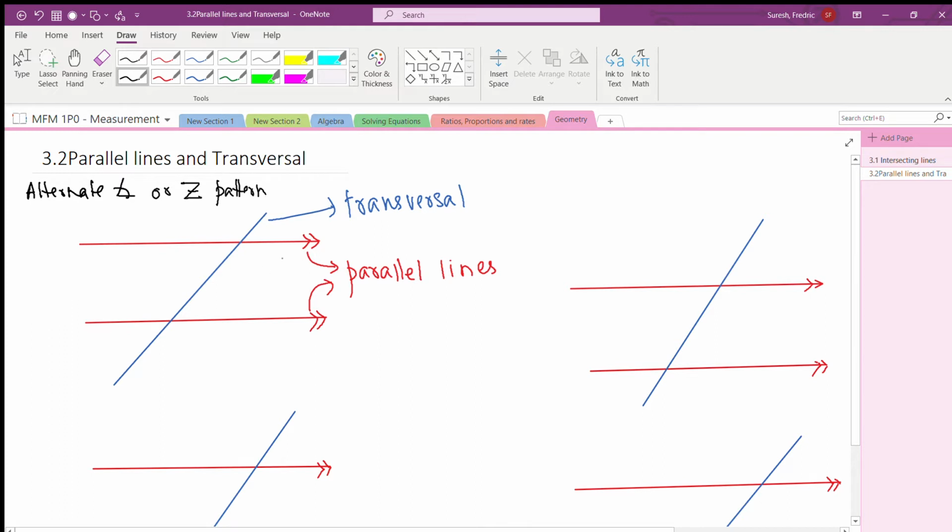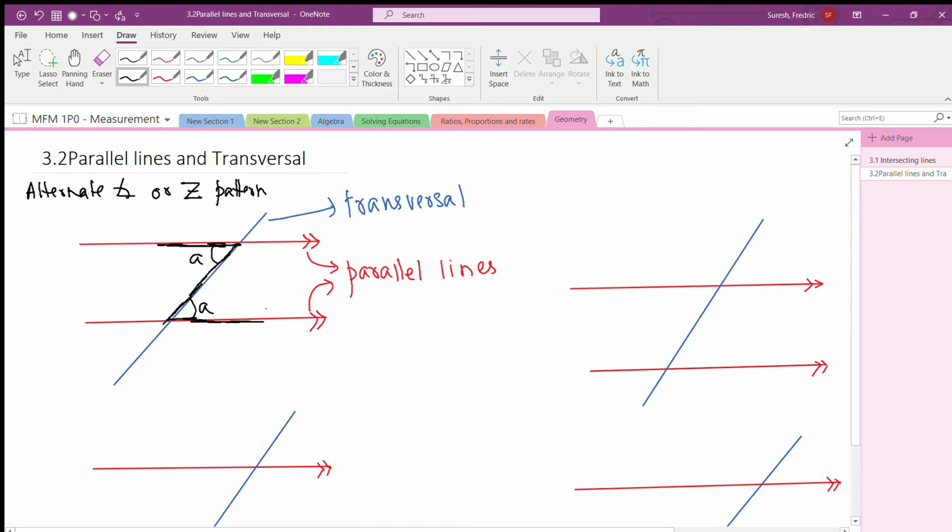Okay, so what does that mean? So draw the letter Z like that. If you draw like that, and like this, and if you draw like that, then the angles that are here, included those angles, they are equal. So that's a Z pattern.